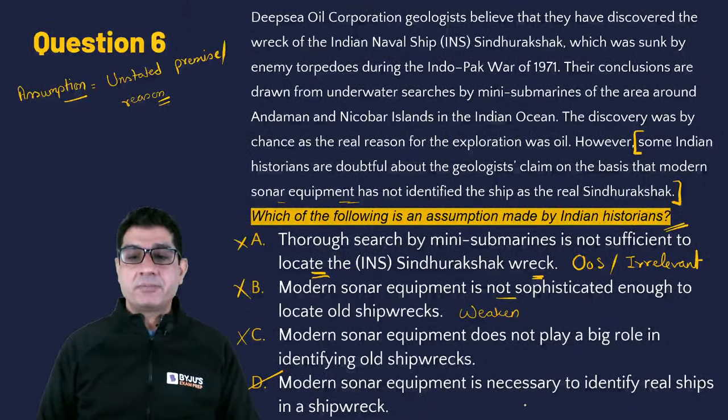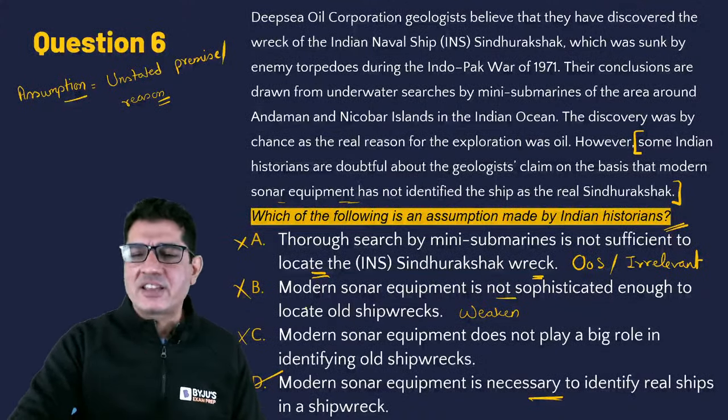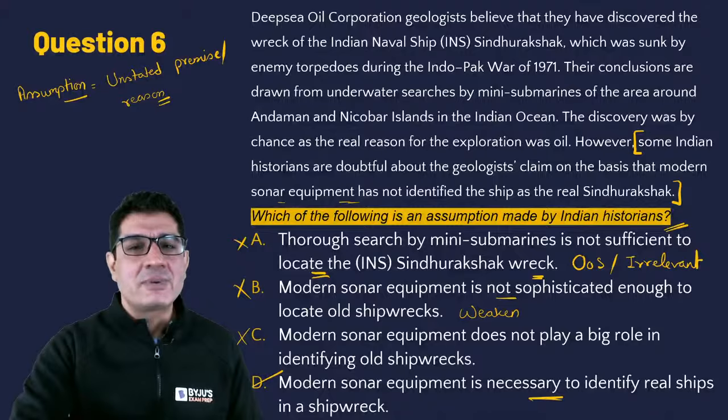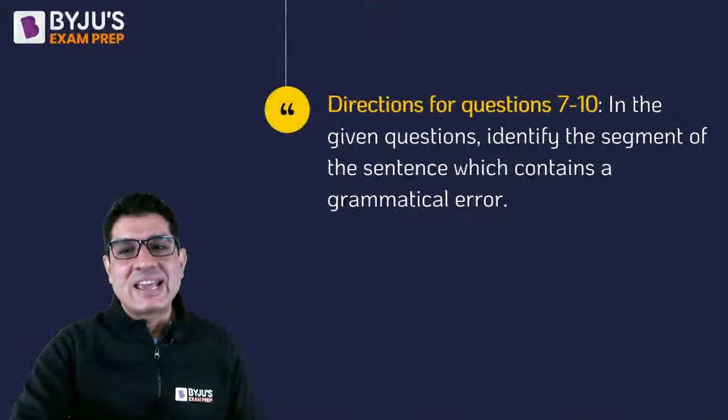And look at D. Necessary to identify real ships. Yep. And that is why we've chosen D as our answer. So that takes care of our critical reasoning. And with that, let me take you over to the next segment.